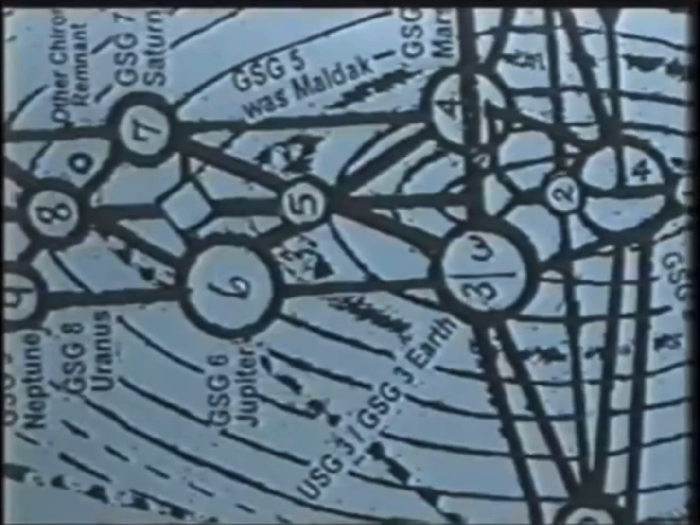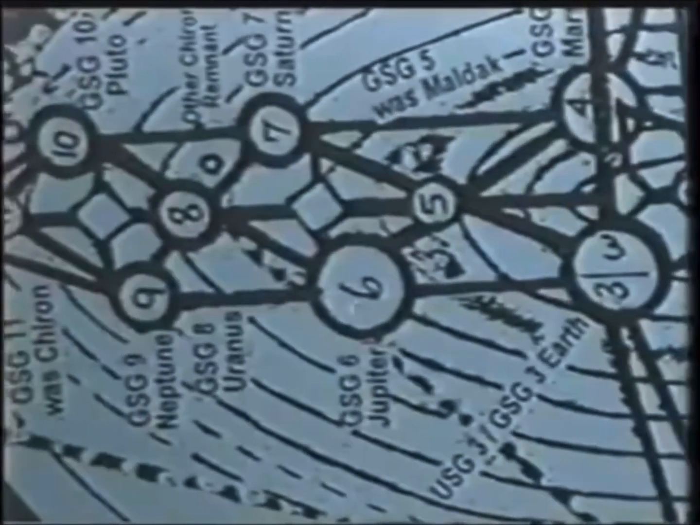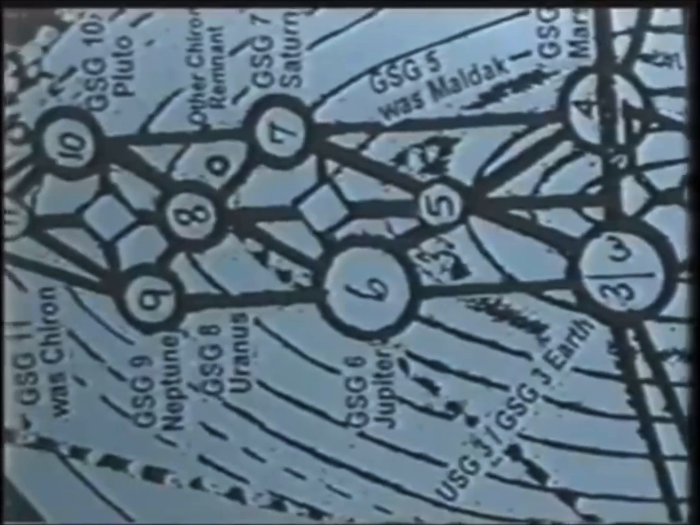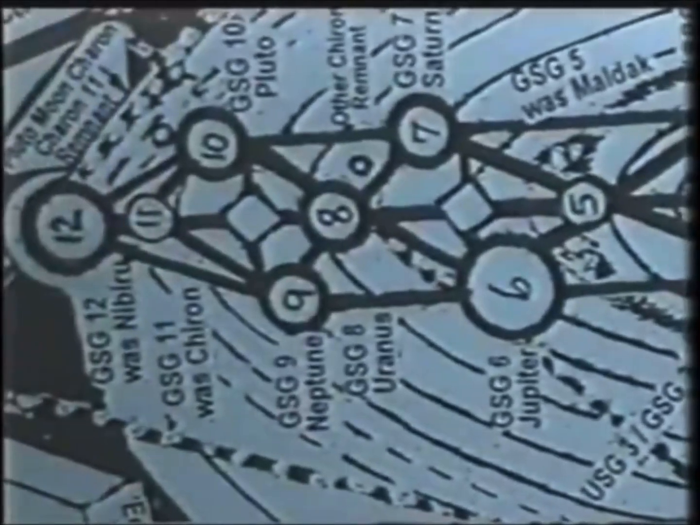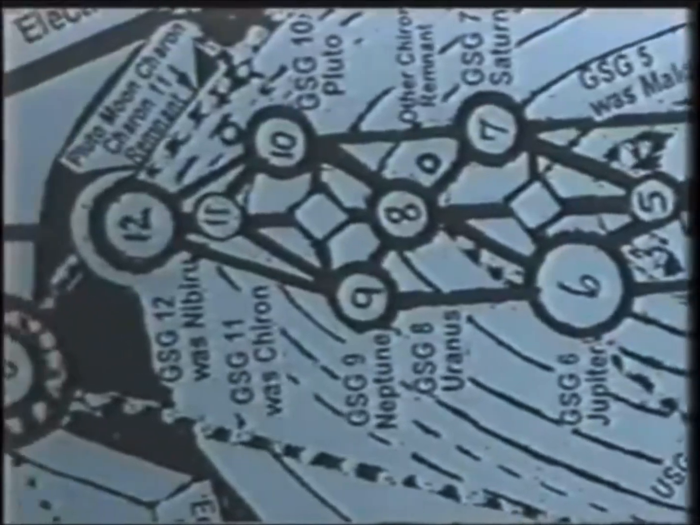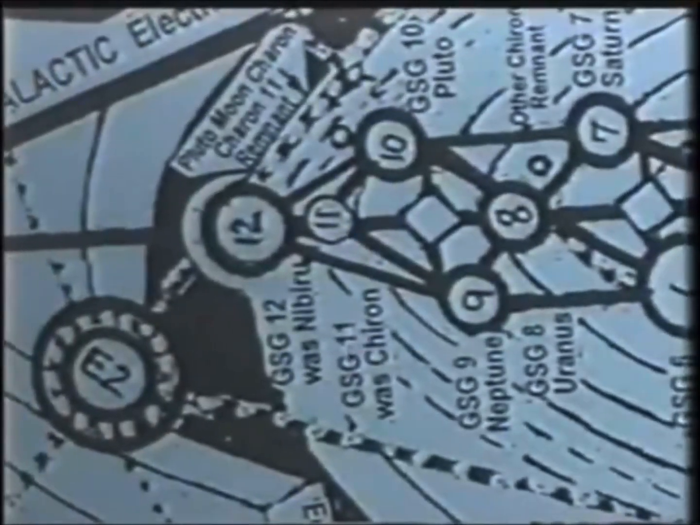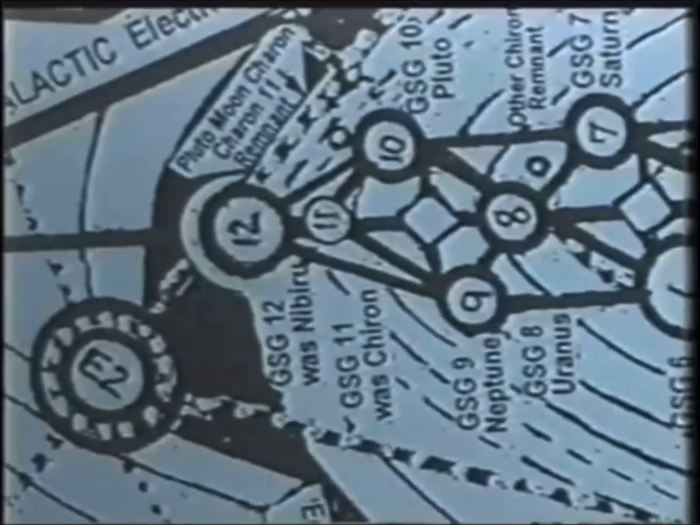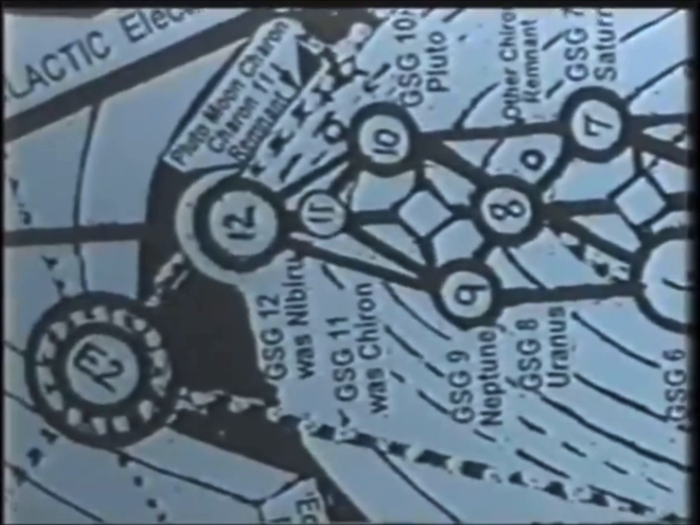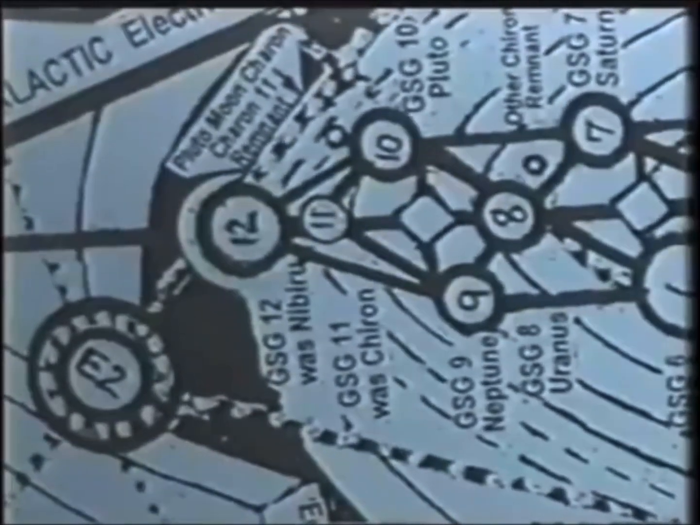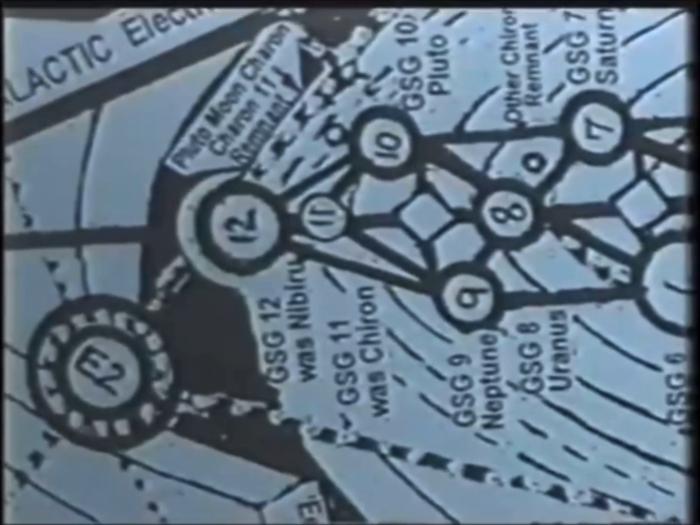Planet 6 is Jupiter. Stargate 6 is Jupiter. 7 is Saturn. 8 is Uranus. 9 is Neptune. 10 is Pluto. 11 was Chiron. There was a planet called Chiron that was partially destroyed and partially hijacked. What we have right now is a piece of it floating around between Saturn and Jupiter, I think.